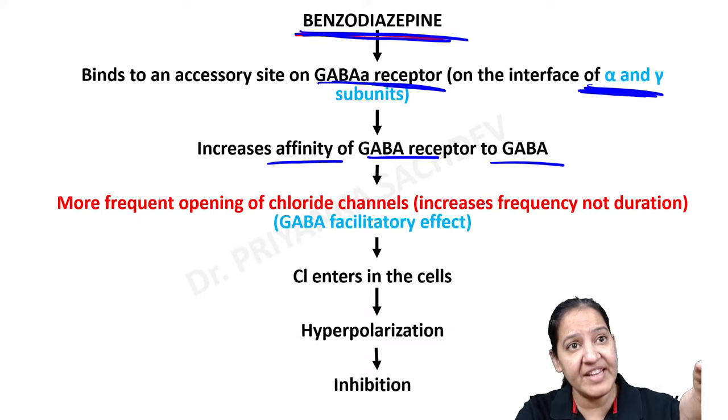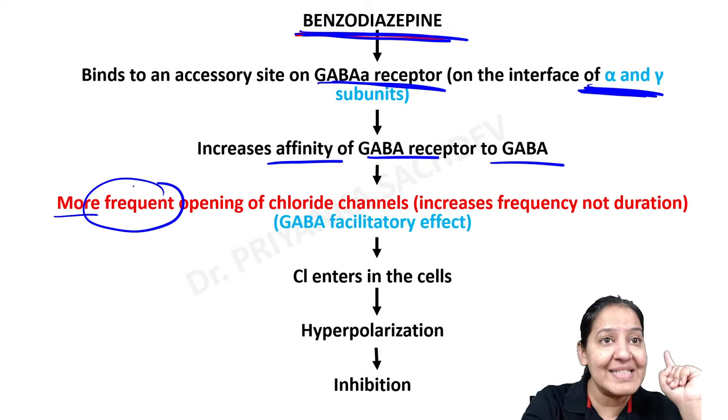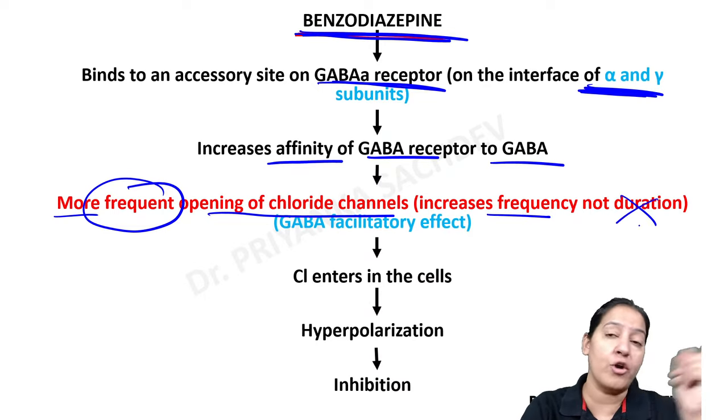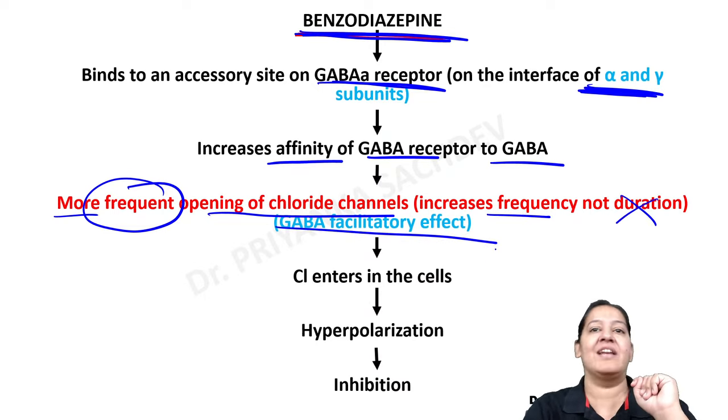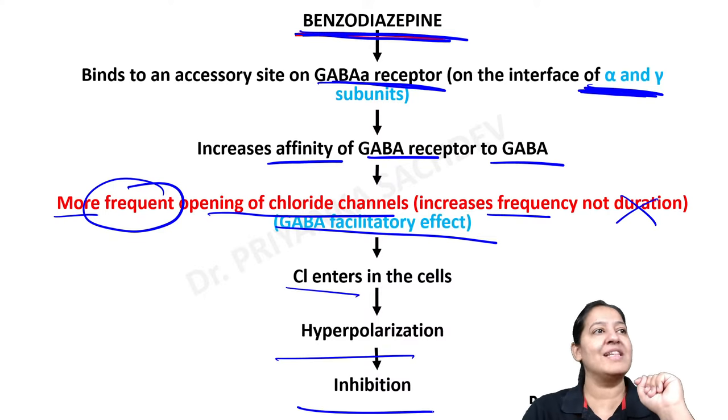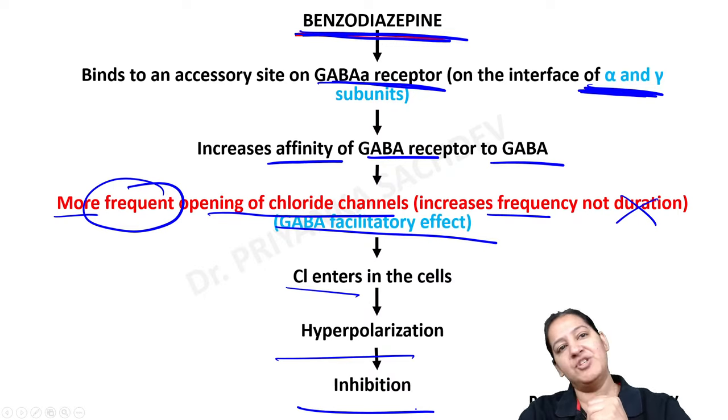It will act and increase the affinity of natural GABA on the GABA receptor. How will it increase the affinity? By increasing the frequency of chloride channel opening. It increases the frequency, not the duration, in contrast to barbiturate. This is GABA facilitatory action. So more chloride will enter, more hyperpolarization, more inhibition, more sleep.